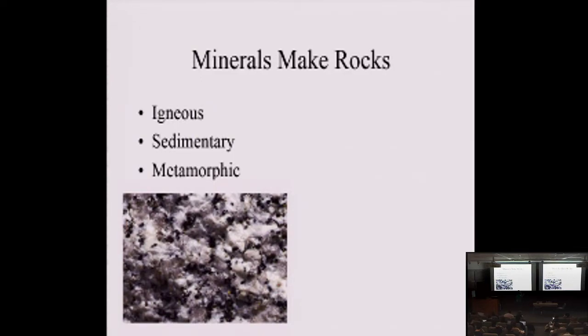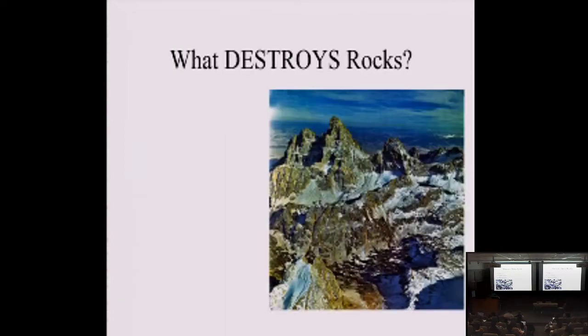So minerals make rocks. You all know there's 3 types of rocks: igneous, sedimentary, and metamorphic. And this is a picture of an igneous rock called diorite. So minerals make up rocks. Rocks are an amalgamation of 1 or more minerals. So now that we're at the top, we've made rocks. Let's think about destroying them.